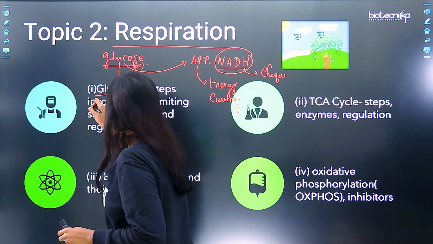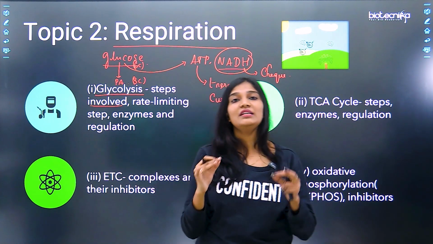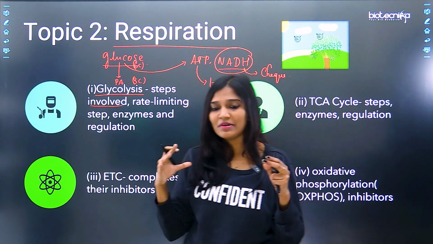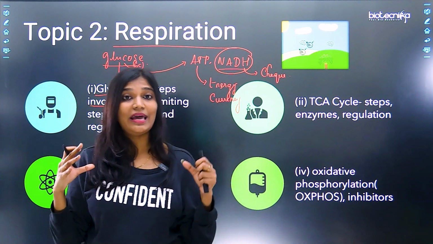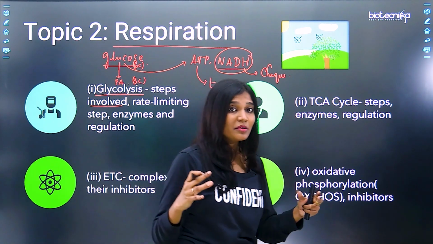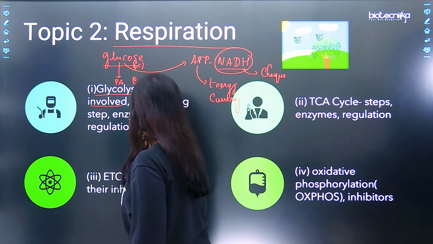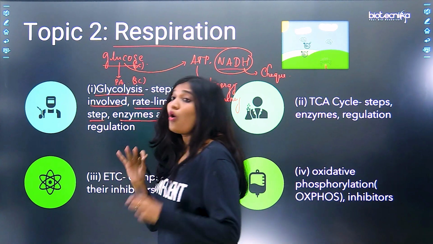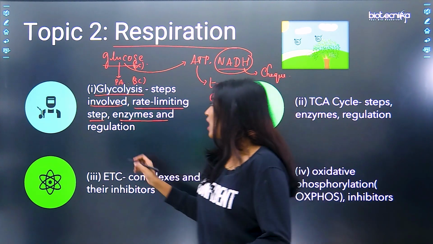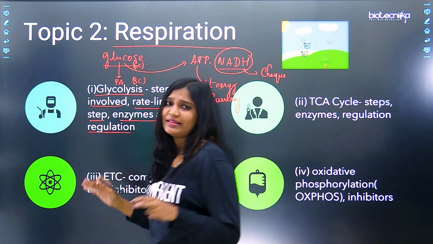So what do you have to study? You have to study each and every step in glycolysis. What's going to be the rate limiting step? What are going to be the enzymes? What are going to be the inhibitors which prevent this pathway? So you have to study the 3 rate limiting steps, all the enzymes involved in it, and how they have been regulated. That's very important.